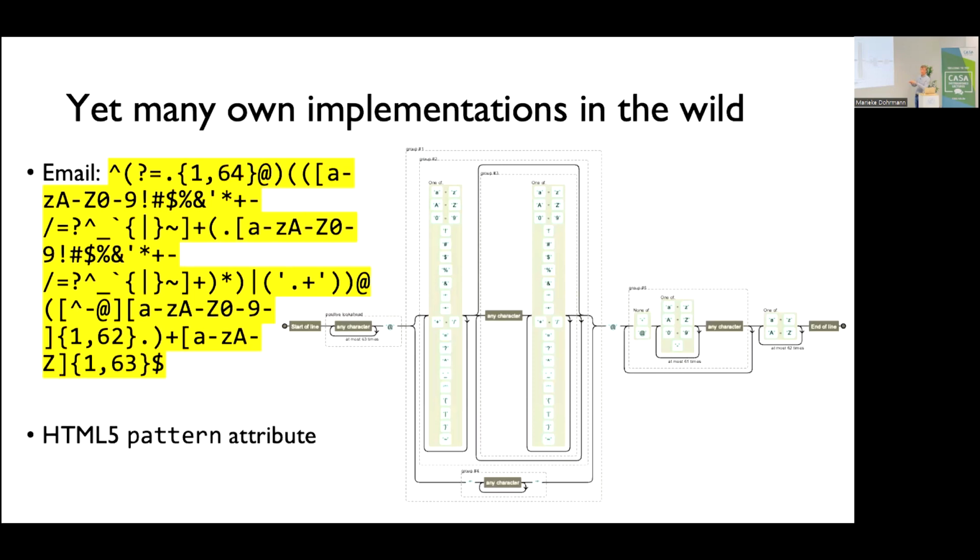So there are some constraints. Okay, the first part should be 64 characters, and then other constraints. It's hard to see the intuition, but that's one of the expressions we found. And there are many more.